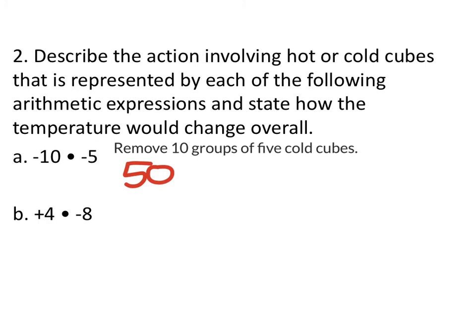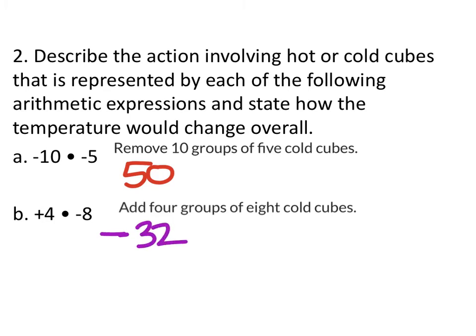On this next one, since that 4 is positive, I guess they've shown it's positive, and that's fine. We know that it's adding, so we're going to add, and it's 4, so we'll say 4 groups. And we got 8, but the 8 is negative, so it's 4 groups of 8, but the negative is going to make that cold. 8 cold cubes. All right, so since we're adding negative cubes, or cold cubes, we know the result must be negative. Just got to figure out how much. 4 times 8, 4 groups of 8 is 32. So this one would drop the temperature by 32 degrees.